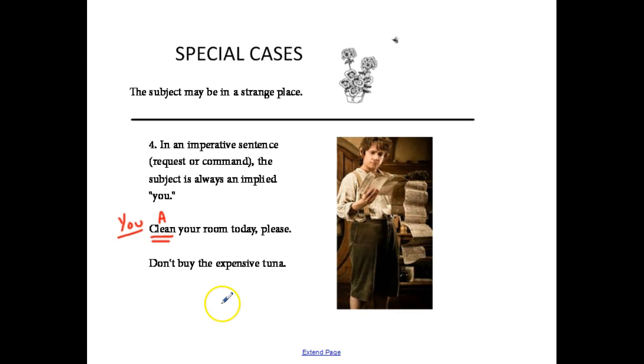Don't buy the expensive tuna. All right, no prepositional phrases. I've got a verb phrase, do buy. Notice I'm not underlining the N apostrophe T because that means not, and not is not a verb. Helping, action. And who should not buy the expensive tuna? You should not buy the expensive tuna. So whenever you see this kind of sentence, this imperative sentence, you're going to have to write the word you in front of it and then underline it as the implied subject.